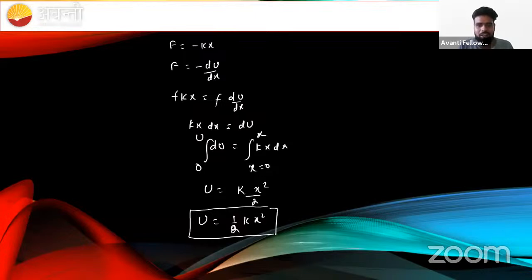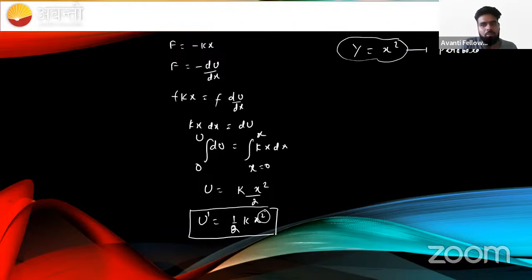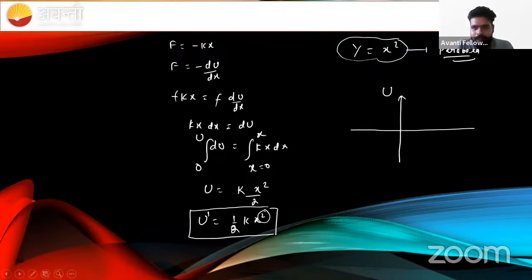Sir, see here, x has power 2 and potential energy has power 1, and in such a case the graph that comes into the picture is nothing but a parabola. So what is the graph of potential energy? If you want to develop the graph of potential energy, on the y-axis we take potential energy, and on the x-axis we take x.